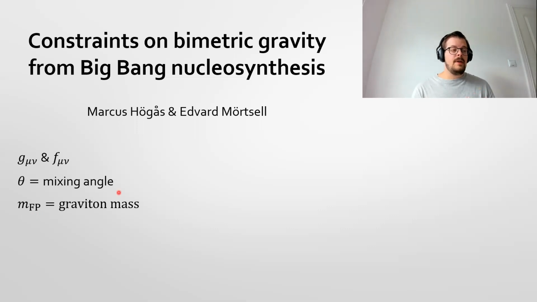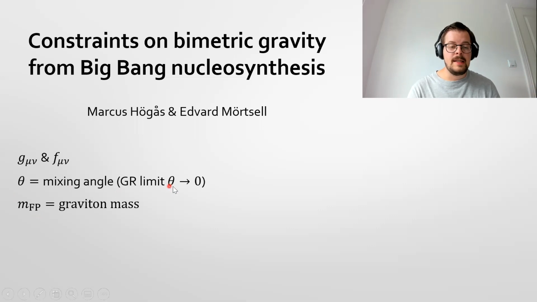So what we want to do in this paper is to constrain the theory parameter space, for example these two parameters, the mixing angle and the graviton mass. In particular, we want to know whether or not observational probes push us towards the GR limit of this theory, that is to say, when the mixing angle goes to 0, or if we can have some interesting modifications to GR while still being compatible with observational tests.